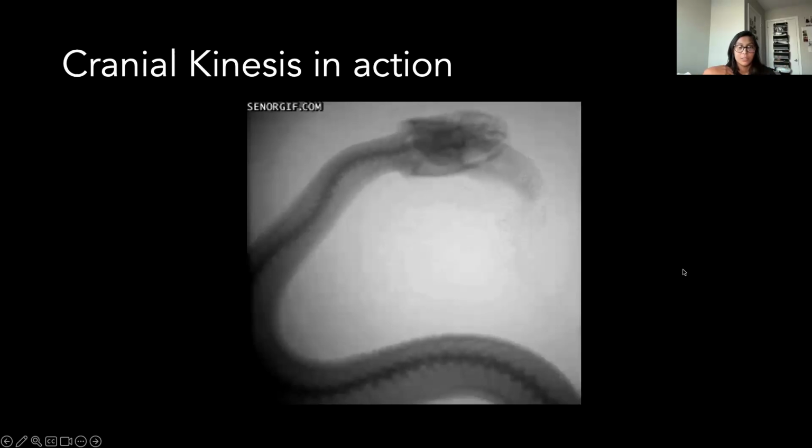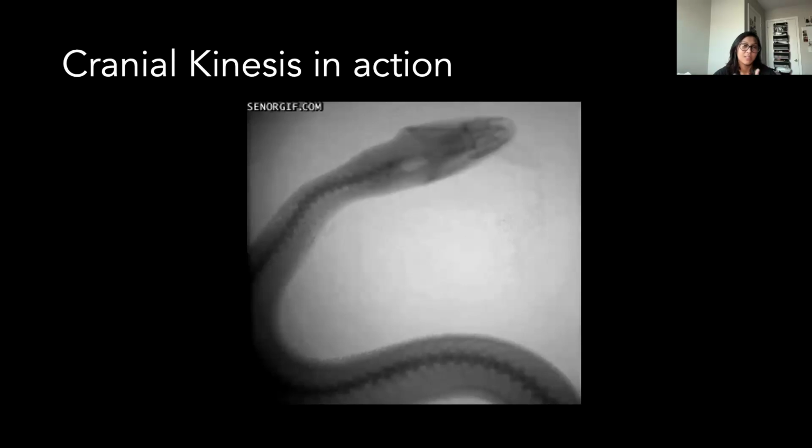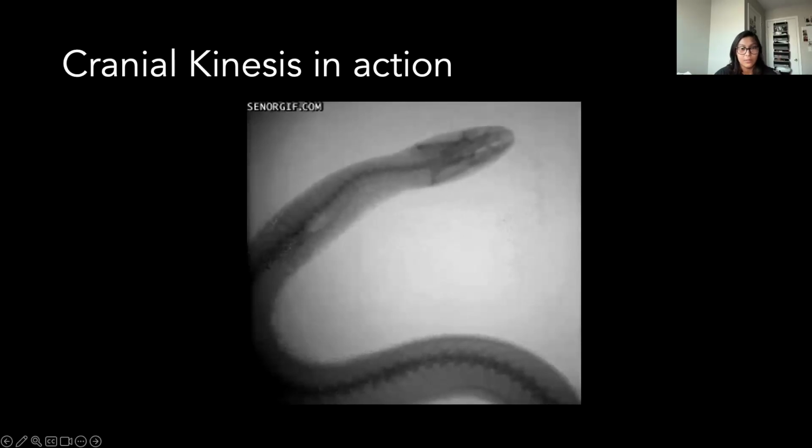And then once it gets into its throat, it can use its pharyngeal muscles to then swallow it down and take it into the rest of their body.